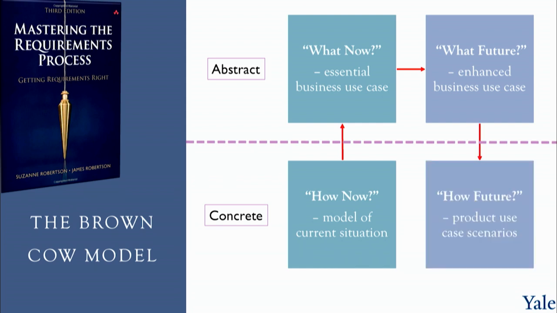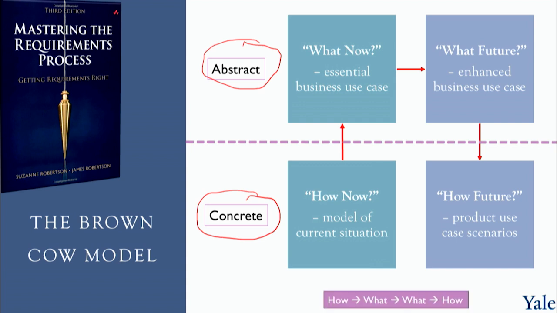And then we return down to the real world. How future? What is the product, use case scenarios? How is the product going to be designed to implement this new idea, this new functionality? And there is this tension. Your users often live in the abstract world. They tell you what they need. You have to worry as a software engineer about the concrete world. And so this interplay between the abstract and the concrete is a fundamental challenge. So this is the routine. We go from how to what to how.